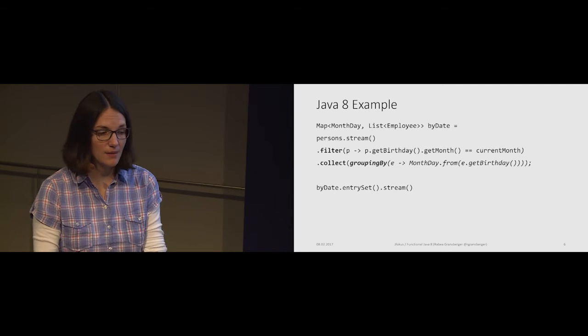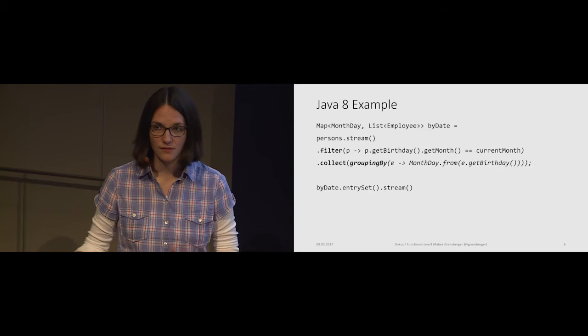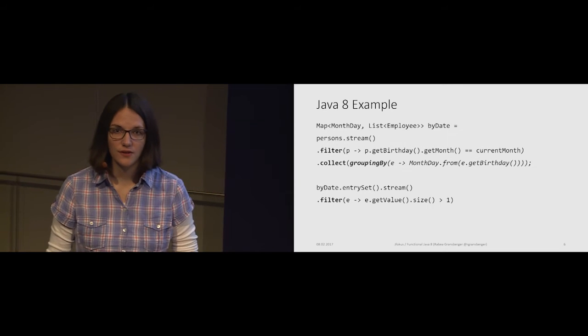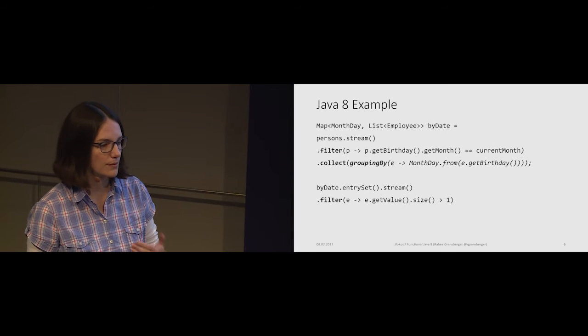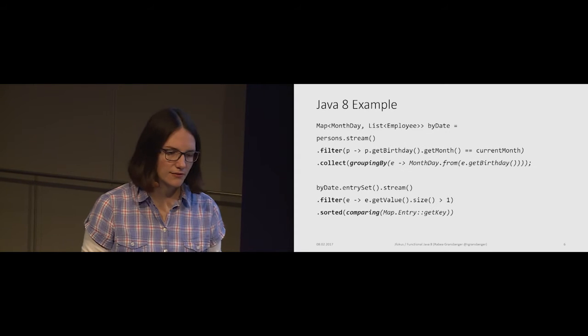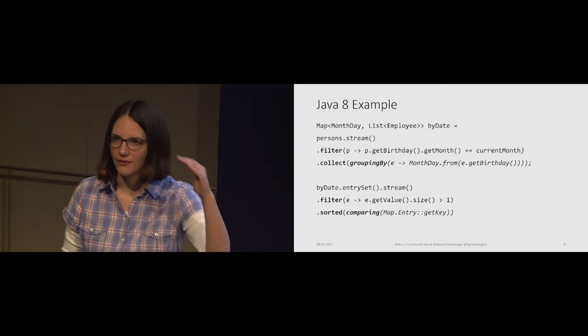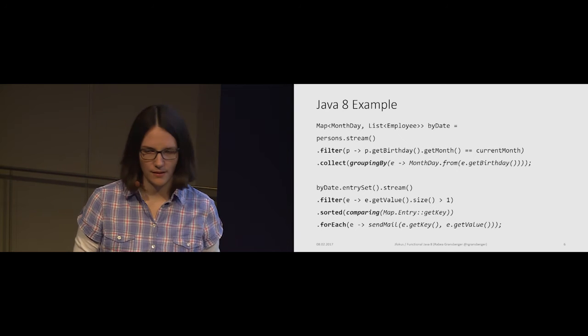I still have to send the email, so I have to start over again, calling entrySet.stream. And then I have to filter those, because we only wanted those with more than one person with the same birthday. And then we still have to sort them, so we can have the ordered email list, and then we can send out the email.